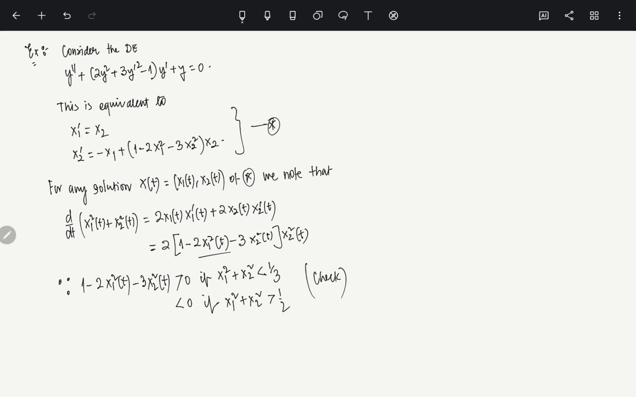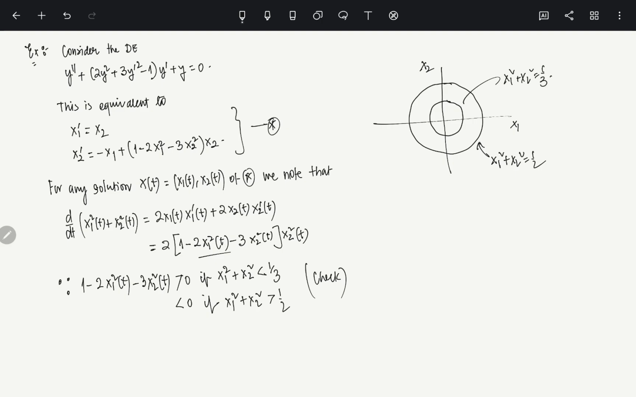So you see, in this case, let's say this is x1 square plus x2 square equals half, and this is x1 square plus x2 square equals 1/3. So what is happening is x1 square plus x2 square greater than 1/3 but less than half is this area. You see this annular region.